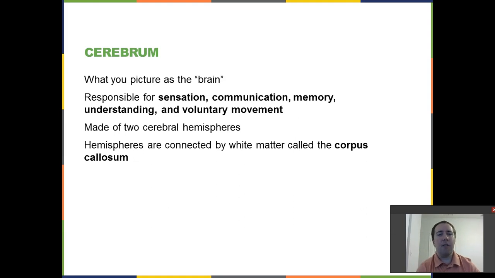This is the higher thought region of our brain. There's a number of things it's responsible for, including our senses, communication, memory, understanding, and voluntary movement. So think about it. Most of these things are what separate us from what we would consider lower animals, right? We as humans have better communication than the deer that just walked out my window. We have better memory than that deer that just walked by my window. We understand things better, and we have more voluntary movement.